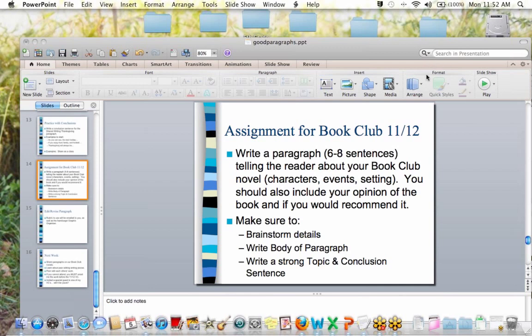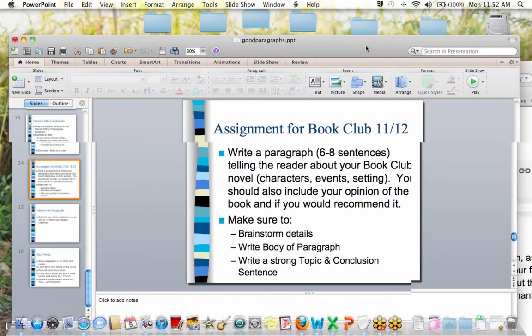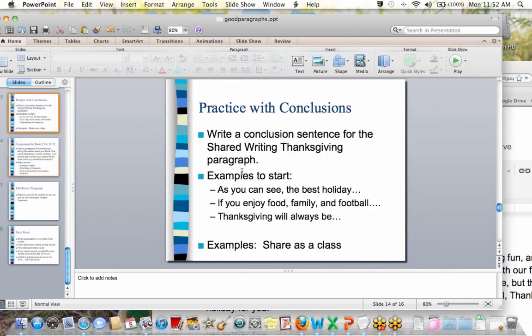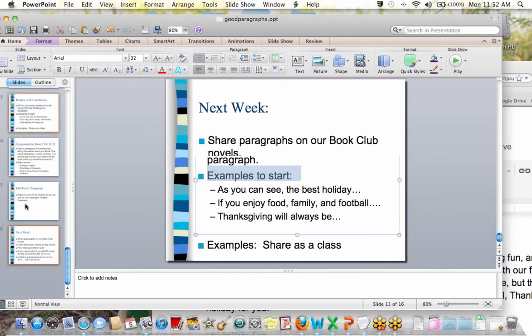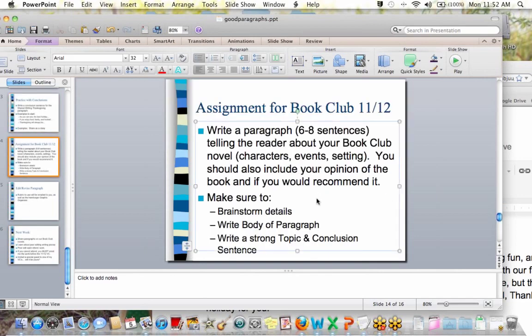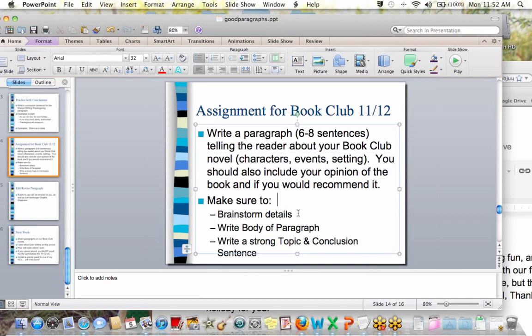All right, your assignment for next week. You're going to be finishing the book if you haven't finished reading it already. You're going to be writing a paragraph telling the reader about your book club book or about James and the Giant Peach. You're going to include your opinion of the book and whether or not you would recommend it. So the steps you're going to follow are what we did today.